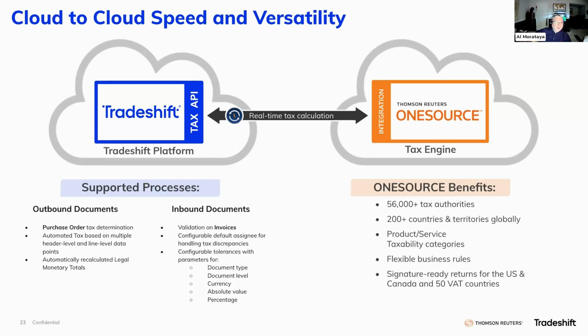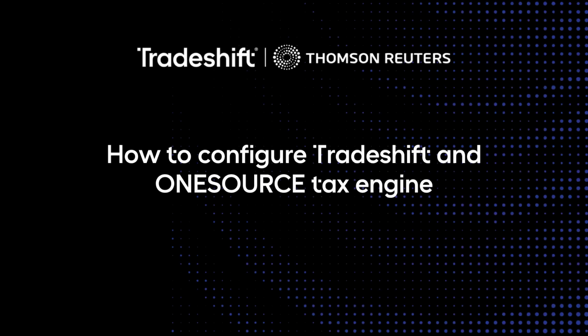On the left side, we see the types of documents that are supported by Tradeshift, and on the right-hand side, some of the things that Kelly and I already talked about: all the 56,000 tax jurisdictions and authorities that we support, all the countries that we support. So Tradeshift can send a transaction for the US, Canada, any country of the EU, whatever it may be. And you can configure all those flexible rules in a manner that will fit your company. At the same time, we're going to provide a compliance module that would allow you to set up and prepare your returns, not only for the US and Canada, but for 50 other VAT jurisdictions.